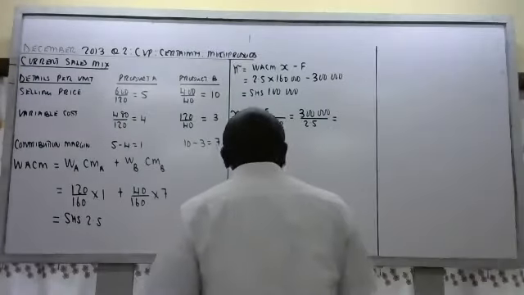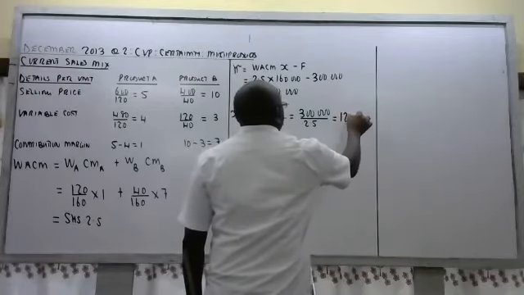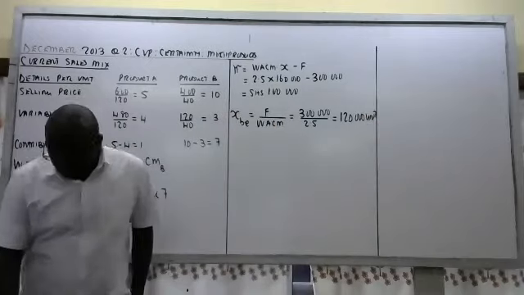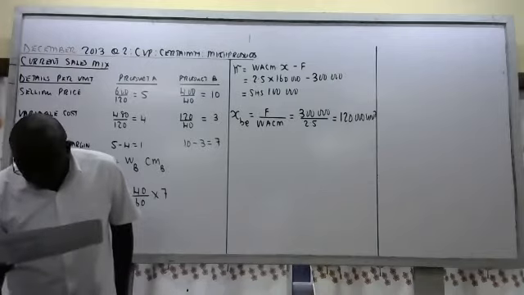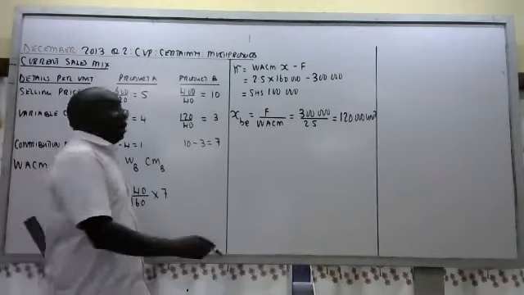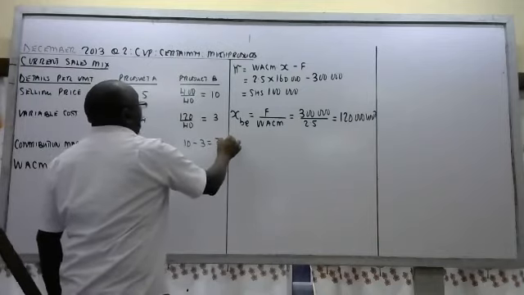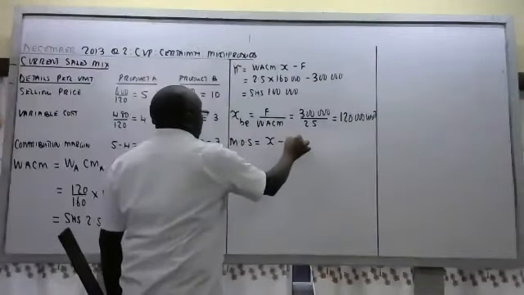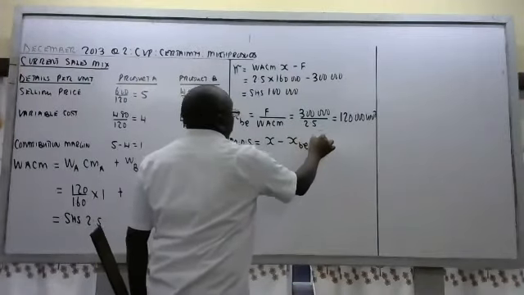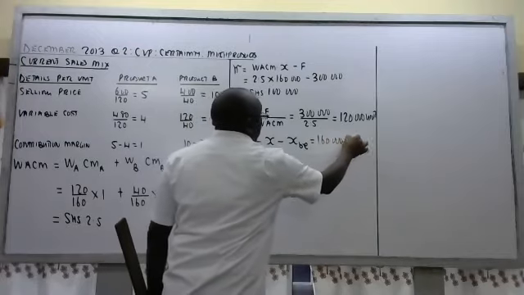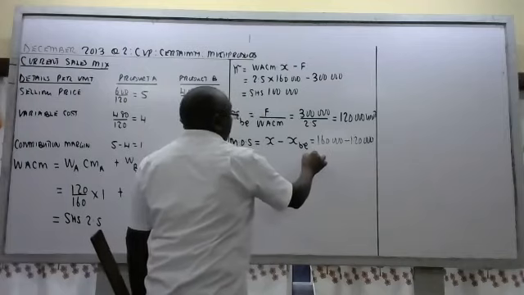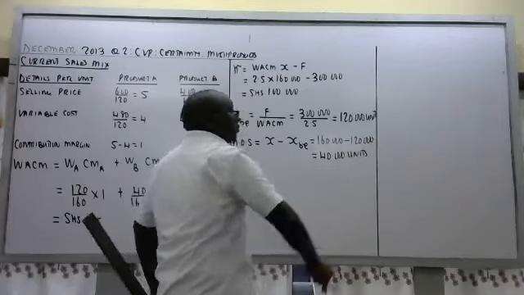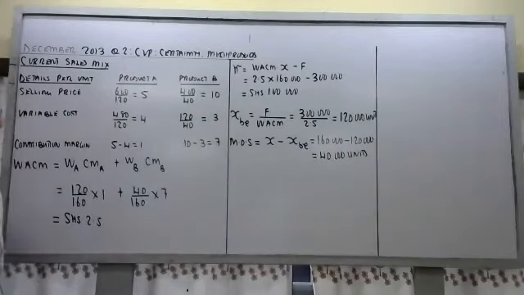120,000 divided, June, it's 120,000 units. So if you are told to get the margin of safety, we know it is X minus XBE. So this will be 160,000 minus 120,000, and that gives you 40,000 units.